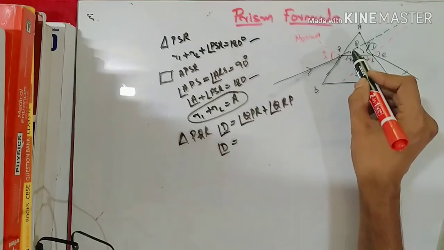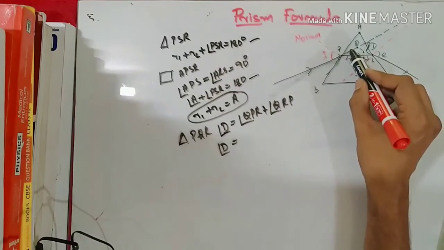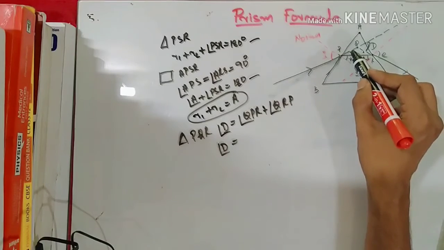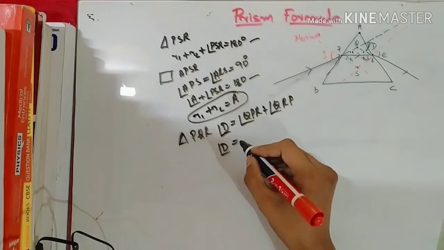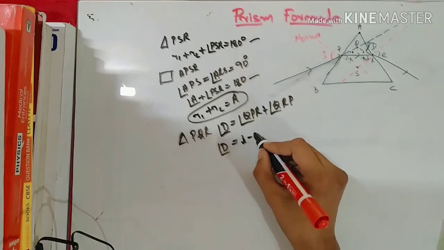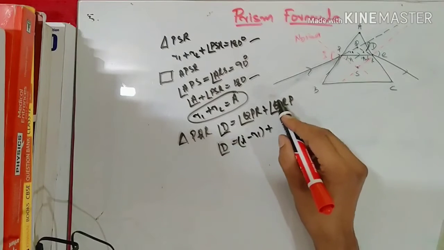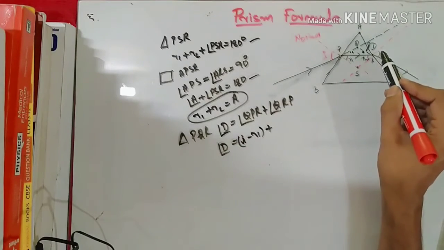QPR, this angle, is I minus R1. Why? This angle I is equal to the sum of these two opposite angles. Therefore, this angle will be I minus R1. That is, we could write I minus R1 plus, what is QRP? QRP, this angle, is equal to E minus R2.